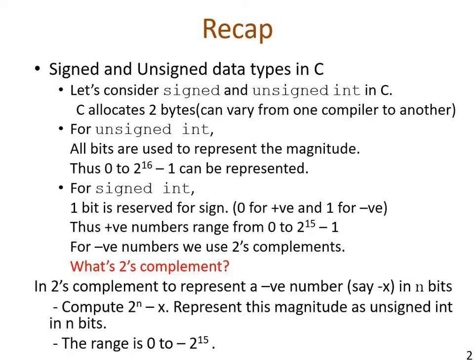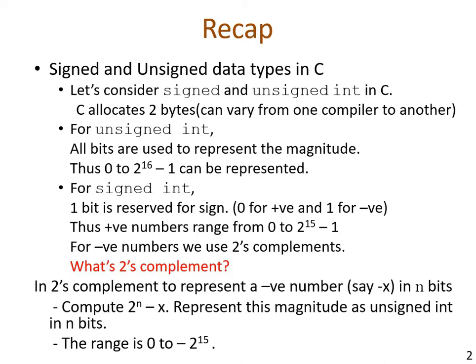So in the last week's session we discussed data types, wherein you have signed and unsigned data types in C language. Let's consider signed and unsigned integers in C, where C allocates 2 bytes, which can vary from compiler to compiler. For unsigned int, all bits are used to represent the magnitude, thus 0 to 2 power 16 minus 1 can be represented.